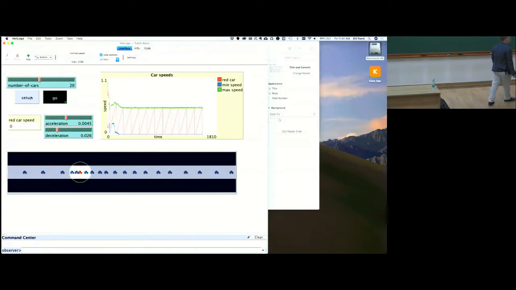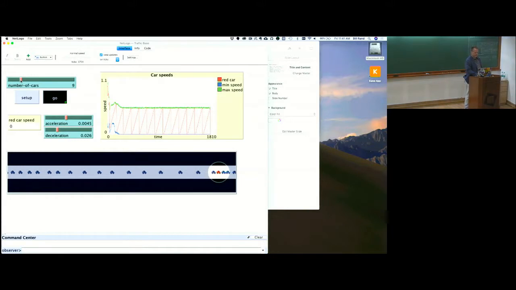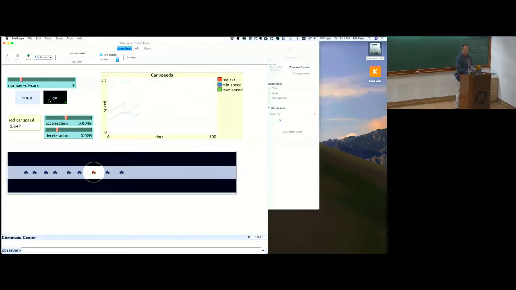The nice thing about agent-based modeling is we can test these hypotheses, right? So if I go down to 9 cars, yeah, we get a little bit of a traffic jam at the beginning, but then everyone's happy, right? So yeah, reducing the number of cars helps for sure.